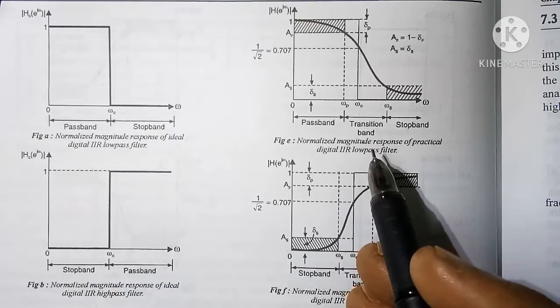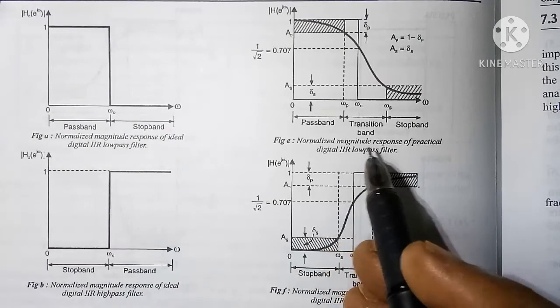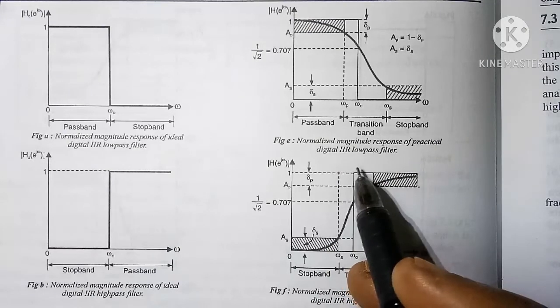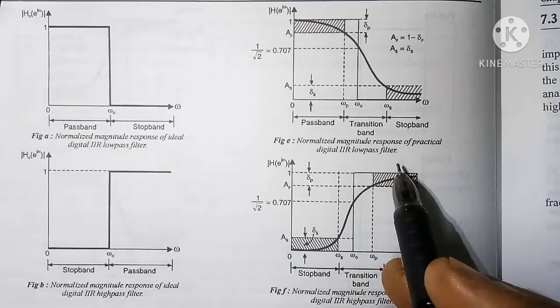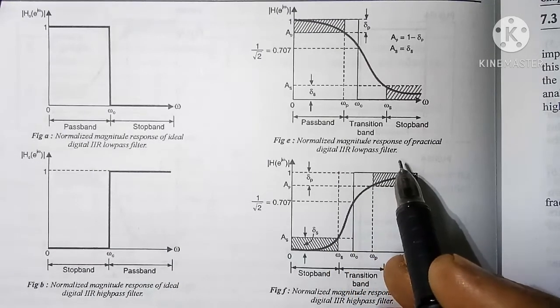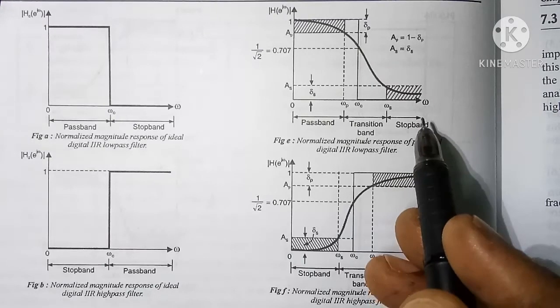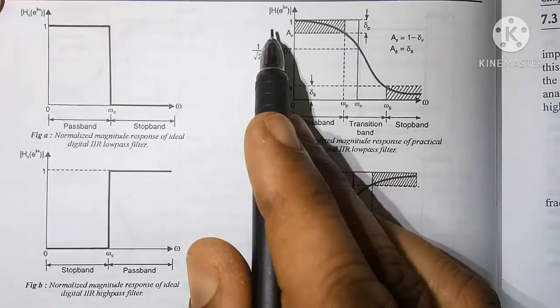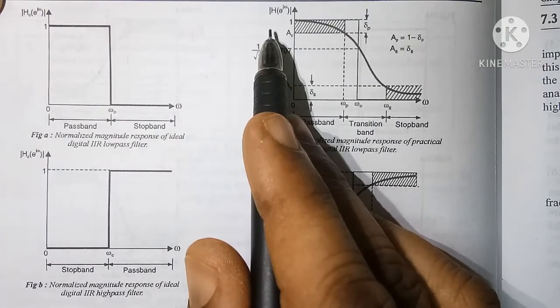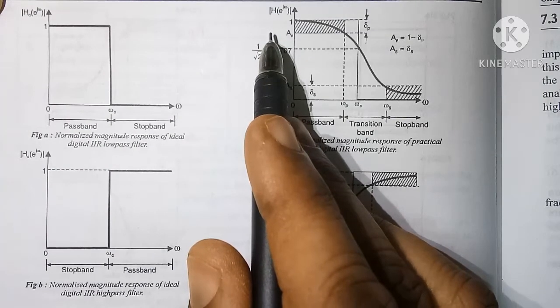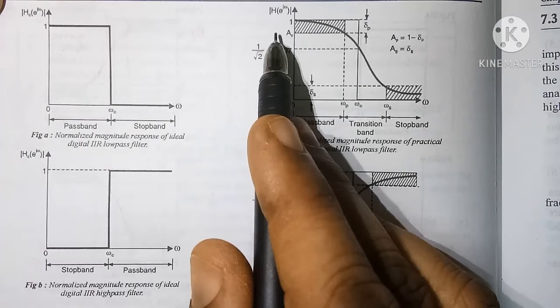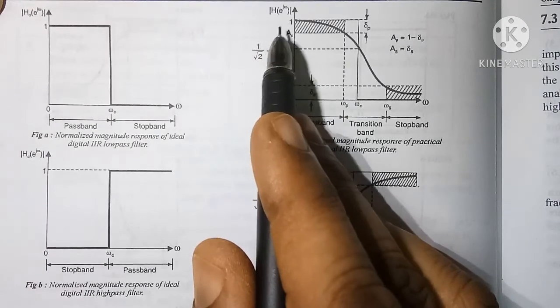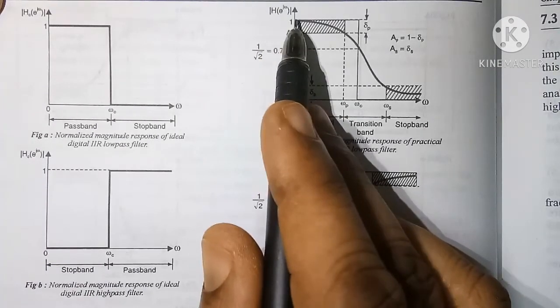In normalized magnitude response of practical digital IIR low pass filter also, the notation for analog frequency is replaced by the notation for digital filter, and magnitude H of j capital omega is replaced by magnitude of H of e raised to j small omega.